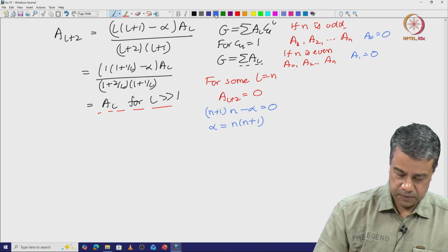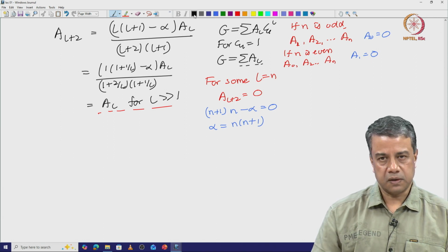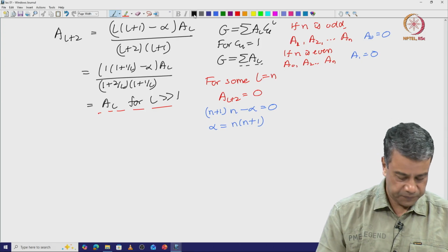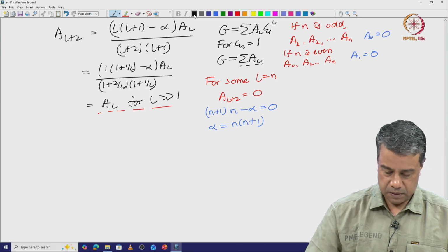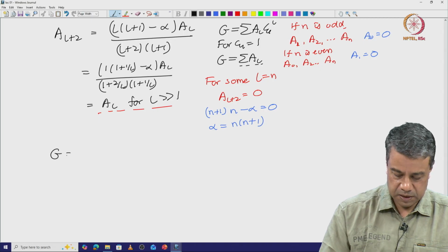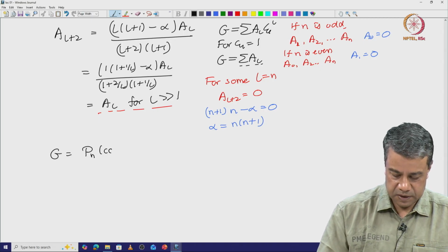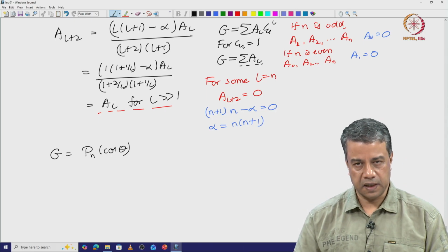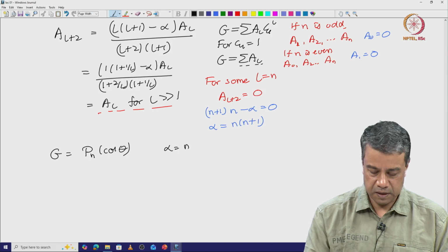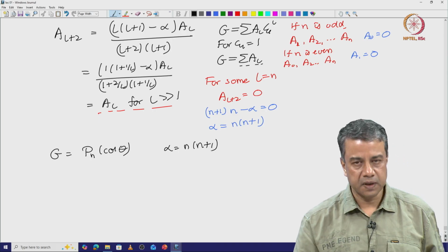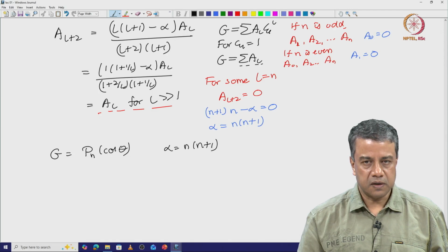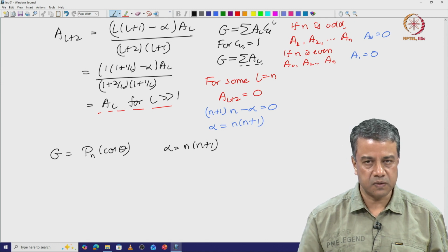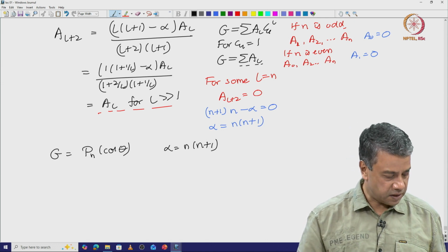And the solutions of this equation are what are called the Legendre polynomials. G is equal to P n of cos theta, for the eigenvalue n, where alpha is equal to n into n plus 1. If n is odd, this is an odd series, it has cos theta, cos cube theta and so on. If it is even, it is an even series, 1, cos square theta, cos power 4 theta etc.